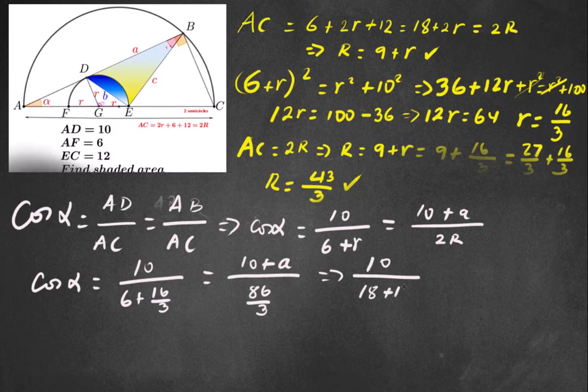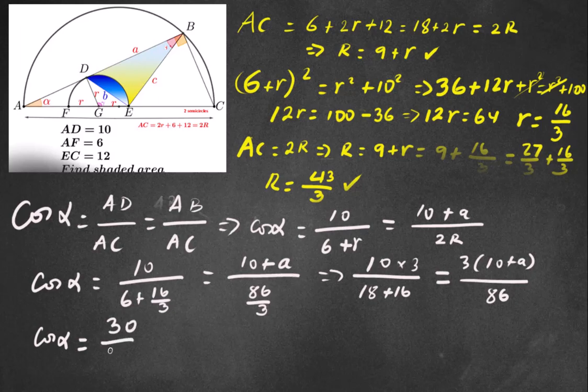And then we put the 3 on top there actually now. All right. So, and then this is equal to the 3 from the bottom here. Factor 10 plus A over 86. All right. We cross multiply these now. We can say that cosine alpha is equal to 30 over 34, which is also equal to, if we simplify this by 2, 15 over 17.